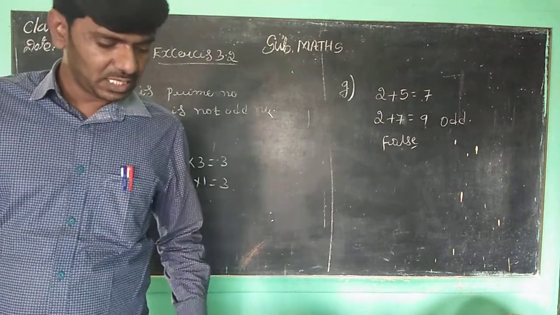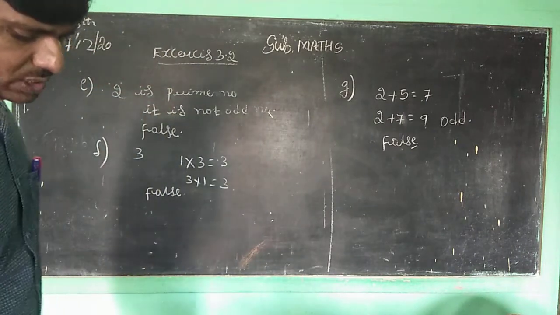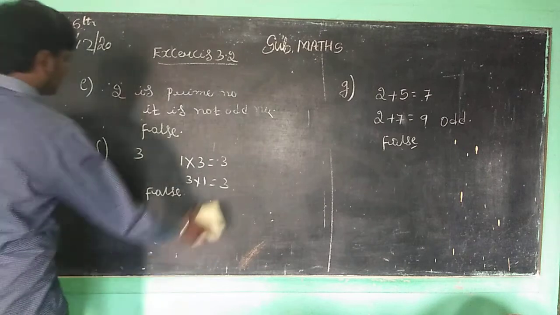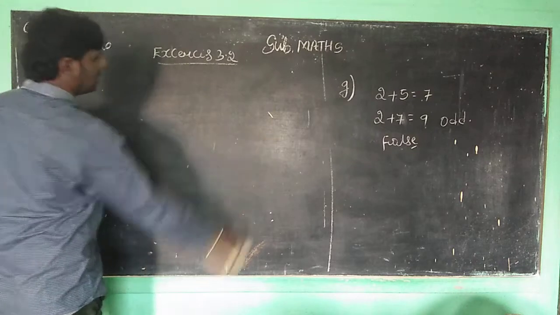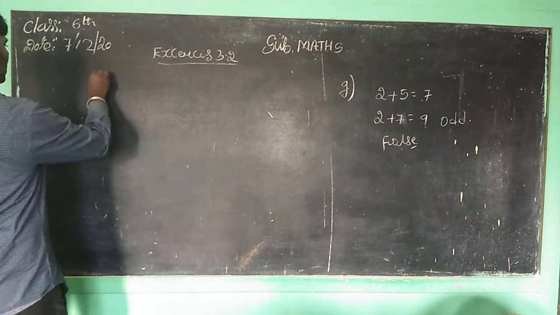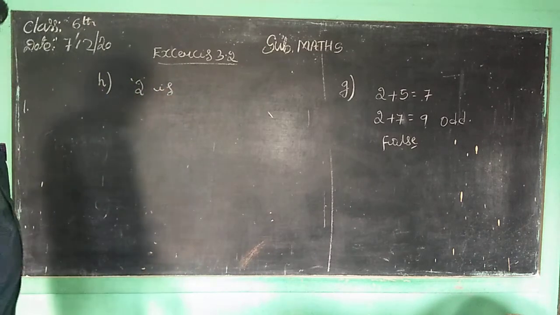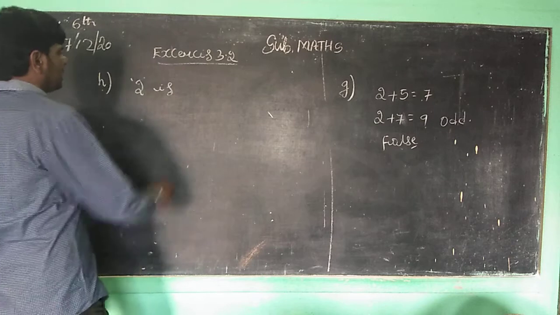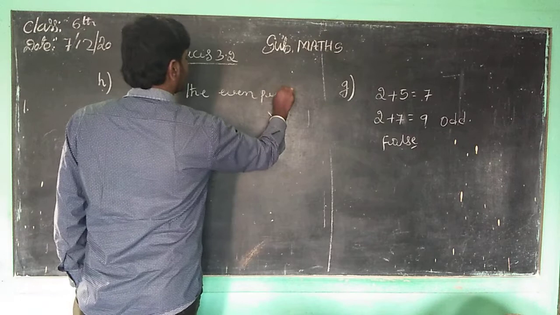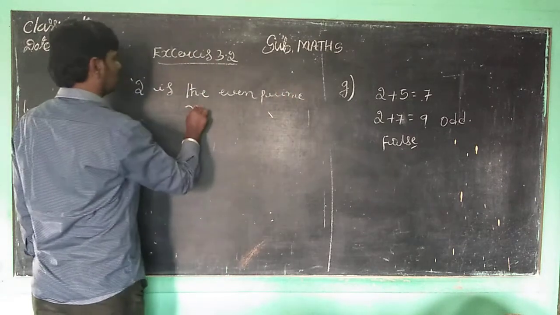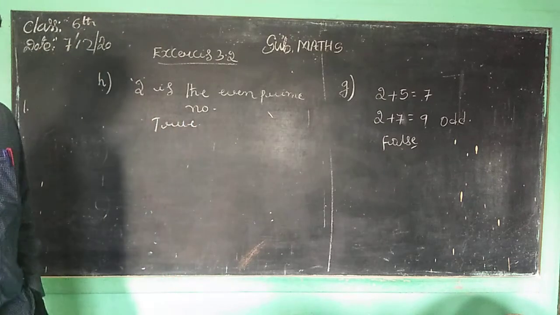Children, next we want to take the last questions. 2 is the only even prime number. So G is over. Next we want to take H, children. 2 is the only even prime number. Yes, children. This statement is wrong. Only 2 is there. Children, next I.